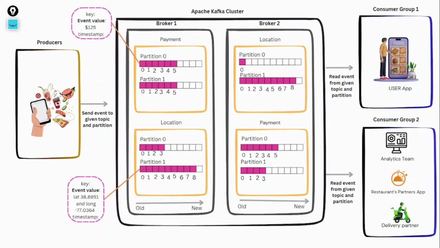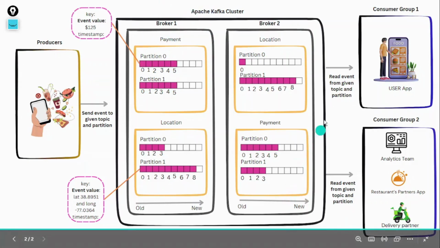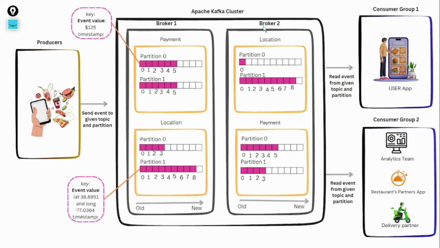As we know, Kafka is a cluster which consists of one or more servers. In Kafka, a server is basically known as a broker. As we can see in our diagram, broker one and broker two are basically server one and server two in the Apache Kafka cluster.